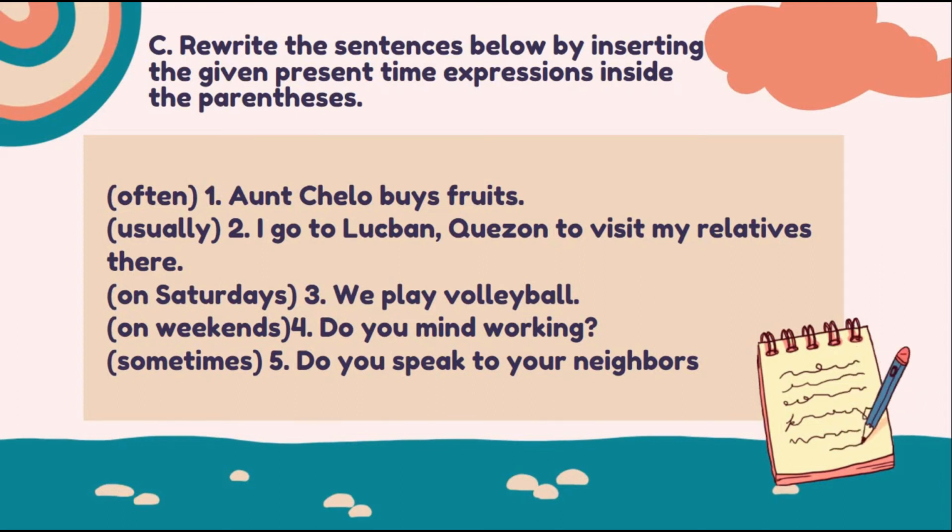And to continue, you are going to rewrite the sentences below by inserting the given present time expressions inside the parentheses. So for number 1, please read and give the correct answer. Yes, Aunt Cello often buys fruits. You are right. You placed the adverb of frequency before the verb. Let's move on to number 2.